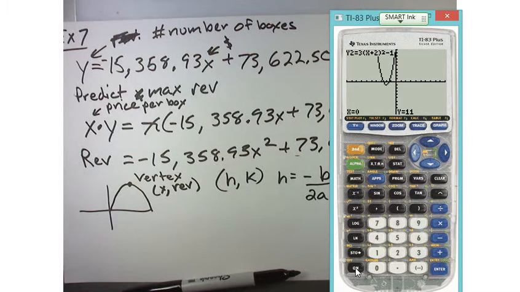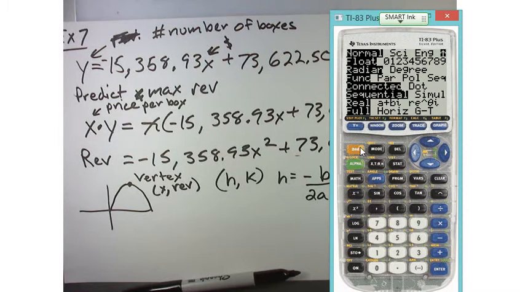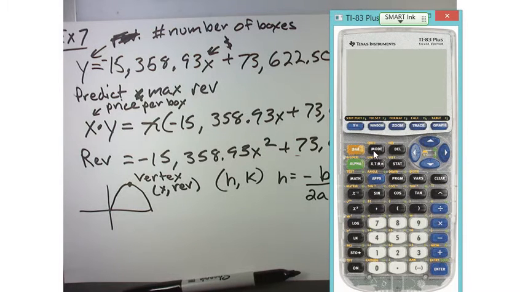So if I plug in my calculator, negative 73,622.50 divided by, and then we'll start parentheses, 2 times negative 15,358.93, close my parentheses.